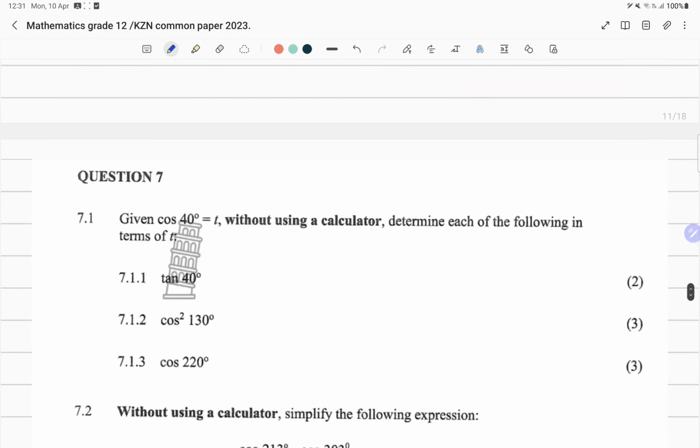So trigonometry. Given cos 40 degrees equals t, without using a calculator, determine each of the following in terms of t. First of all, take that statement and work with it. Okay, this question is common. It's always easy to deal with. In the November exams, they kind of made a meal of asking this question, but it's usually very easy.